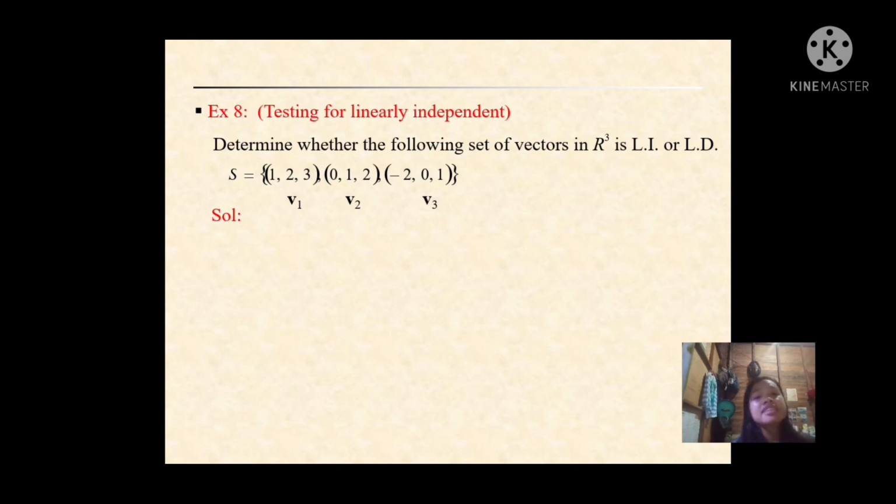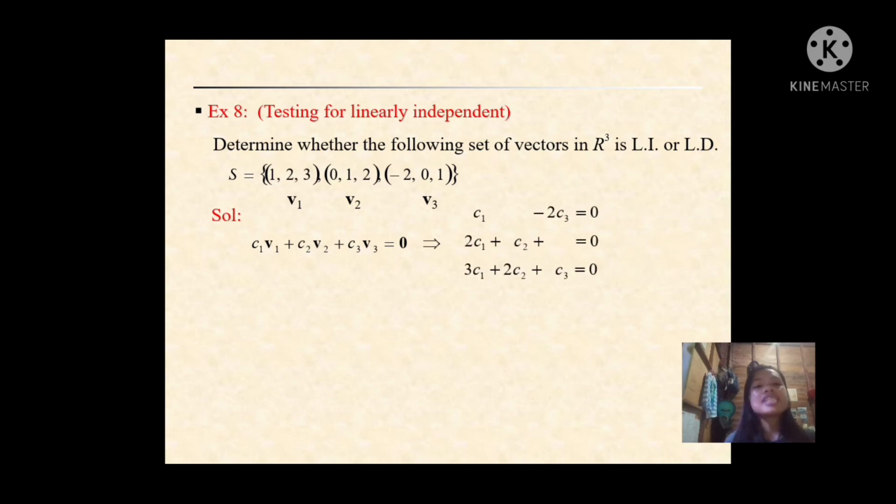For example 8, testing for linear independence, determine whether the following set of vectors in R cubed is linearly independent or linearly dependent. For set S, V sub 1, V sub 2, and V sub 3. V sub 1 is (1, 2, 3). V sub 2 is (0, 1, 2). V sub 3 is (-2, 0, 1). For the solution, C sub 1 V sub 1 plus C sub 2 V sub 2 plus C sub 3 V sub 3 equal to 0.